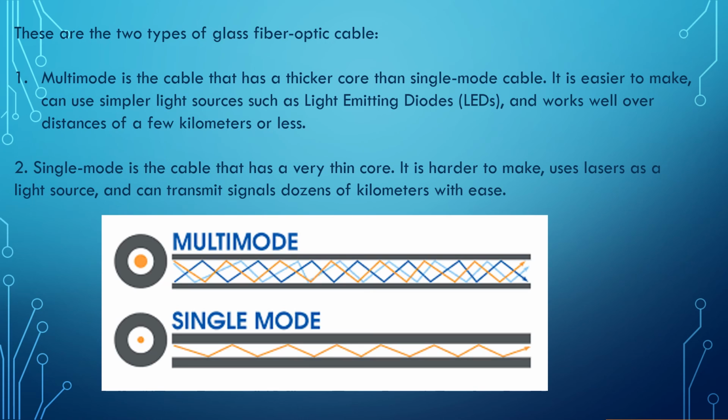It is easier to make, can use simpler light sources such as LED or the light emitting diodes, and works well over distance of a few kilometers or less. The second type is the single mode, a cable that has a very thin core. It is harder to make, uses laser as a light source, and can transmit signals dozens of kilometers with ease.